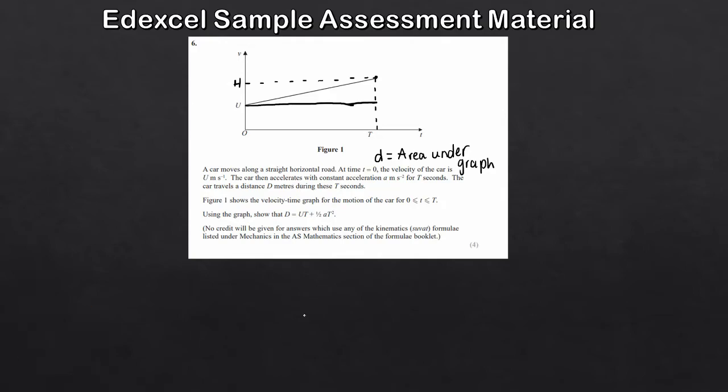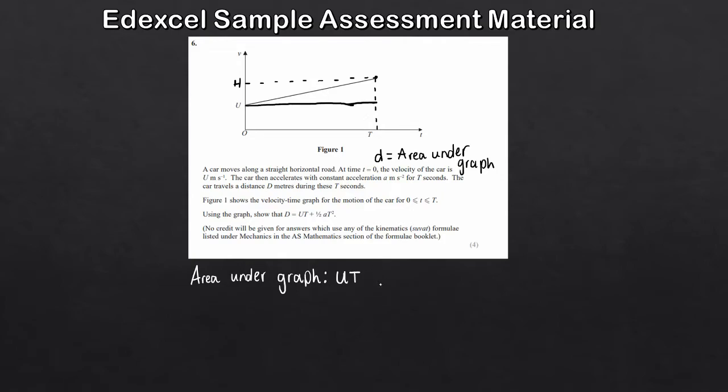So let's work out the area of the rectangle first. That's nice and easy. Well, that's going to be the full length of the base, so that's t, times the height, u. So that area is simply going to be ut, which is exactly how it starts, d equals ut. So the first bit's looking good.